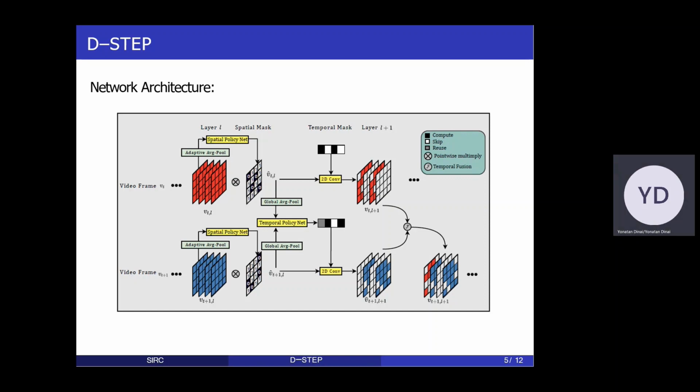Given the feature maps of two consecutive video frames, we first apply a spatial policy network for each frame. Then, following the multiplication with the binary mask, we summarize the input features from the two frames using global average pooling. These two vectors are the input to the temporal policy network, which decides which channels of the output should be computed, skipped, or reused.